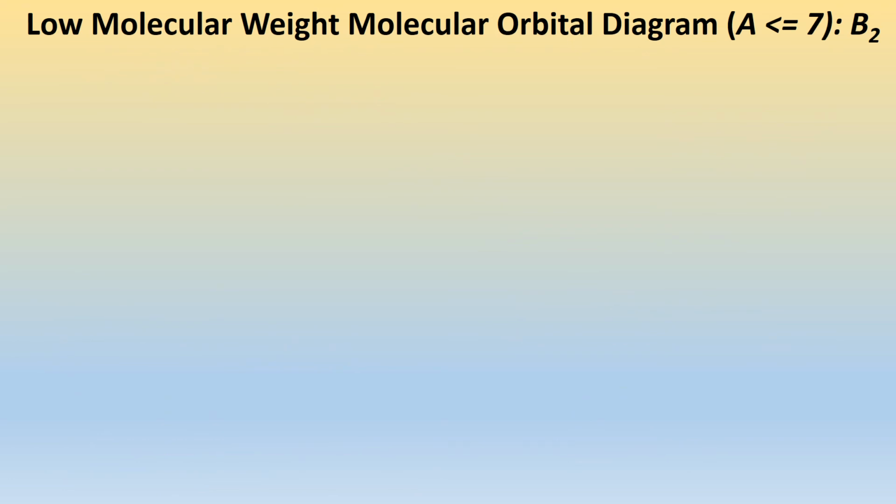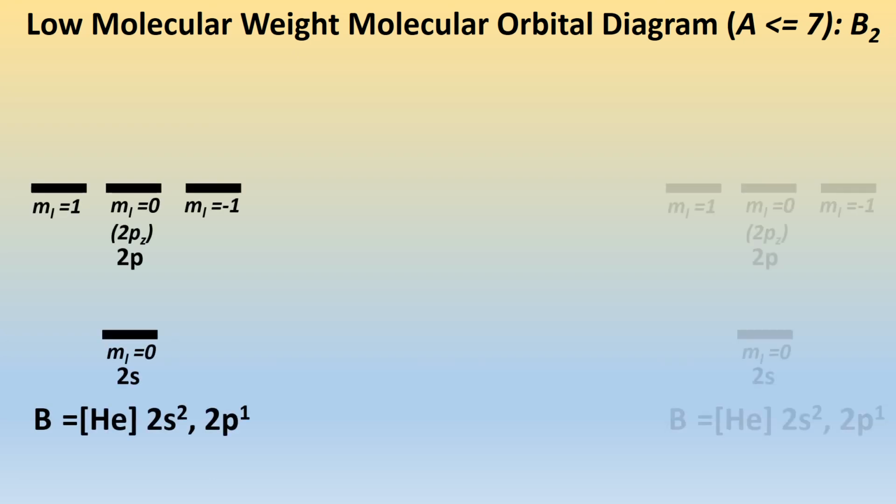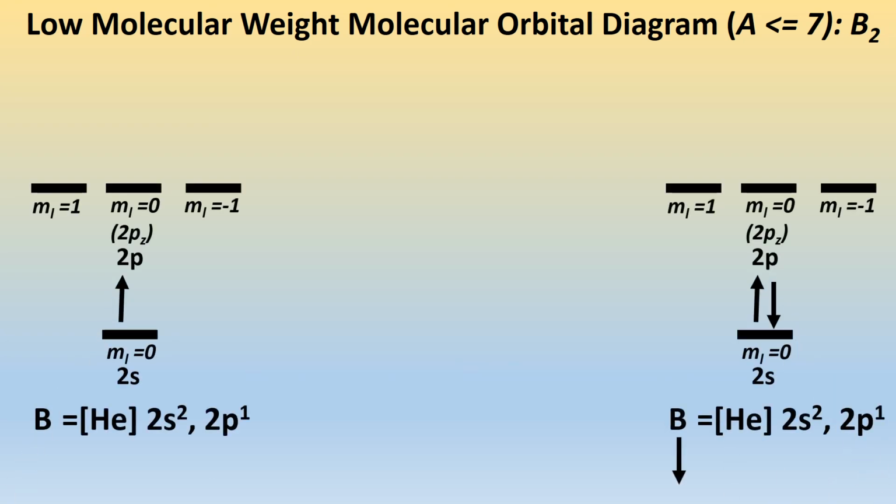Now let us look to see how we can construct a molecular orbital diagram and derive a term symbol for a molecule, starting with the molecular orbital diagram of a low molecular weight compound, B2. We have already seen what the electron configuration of each individual boron is.